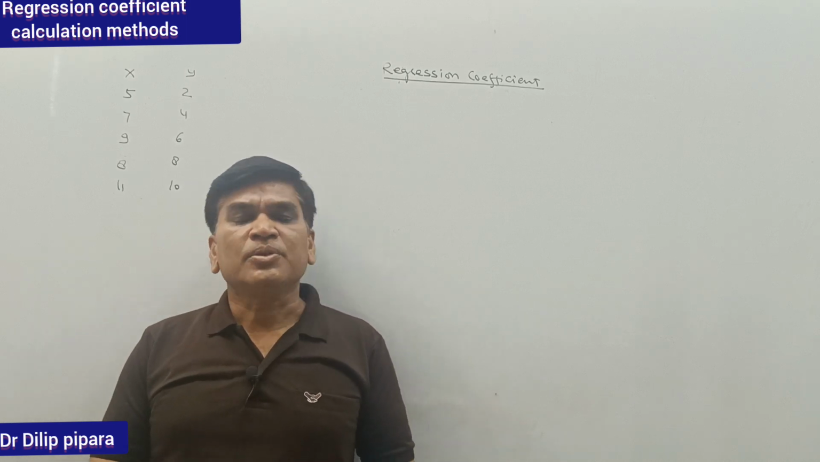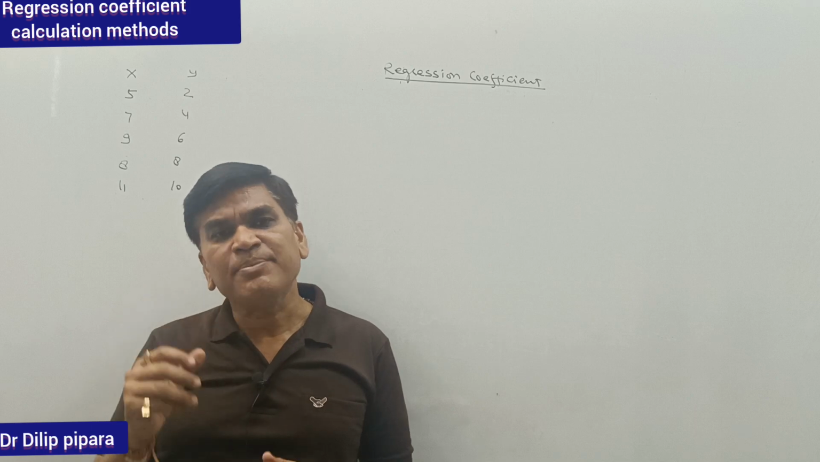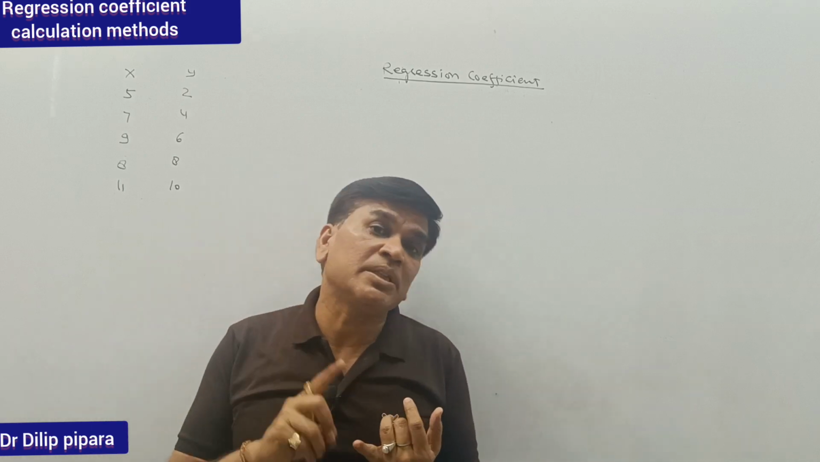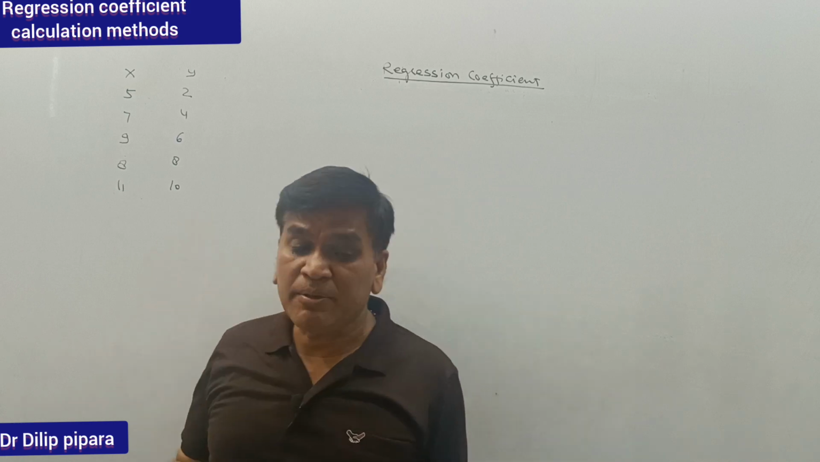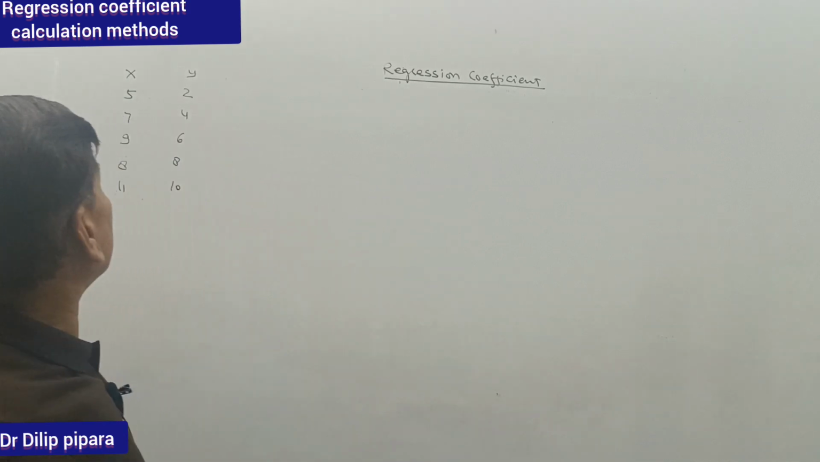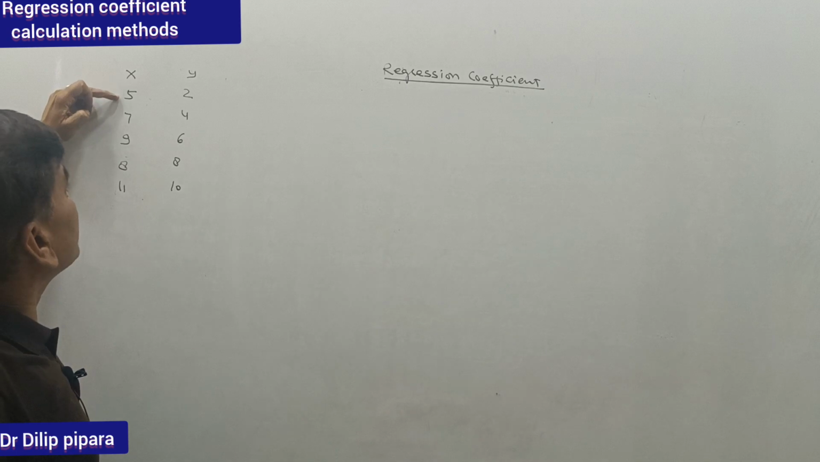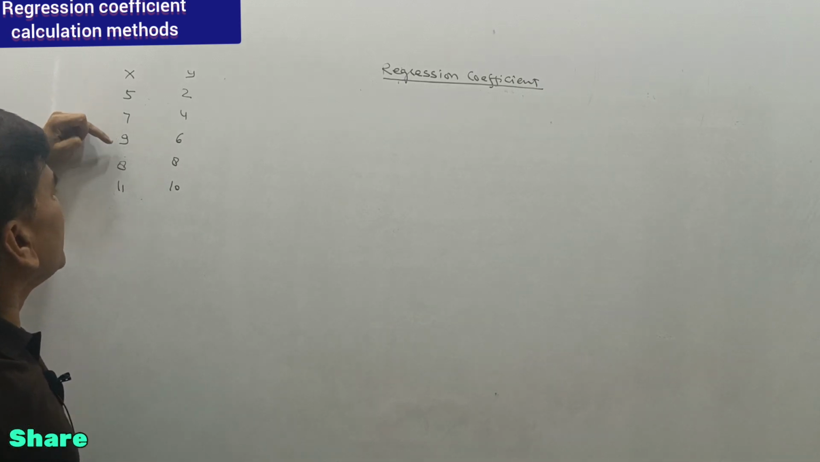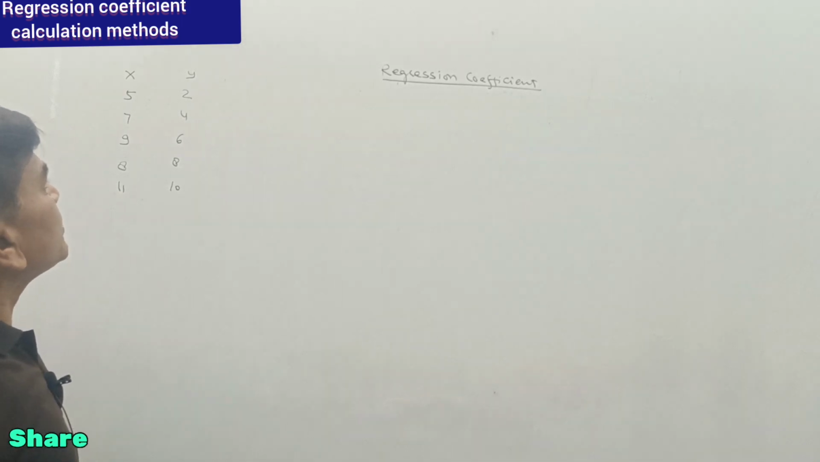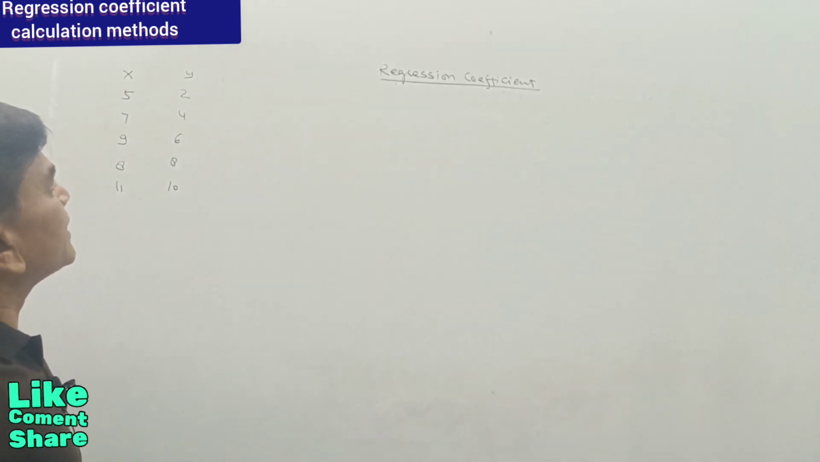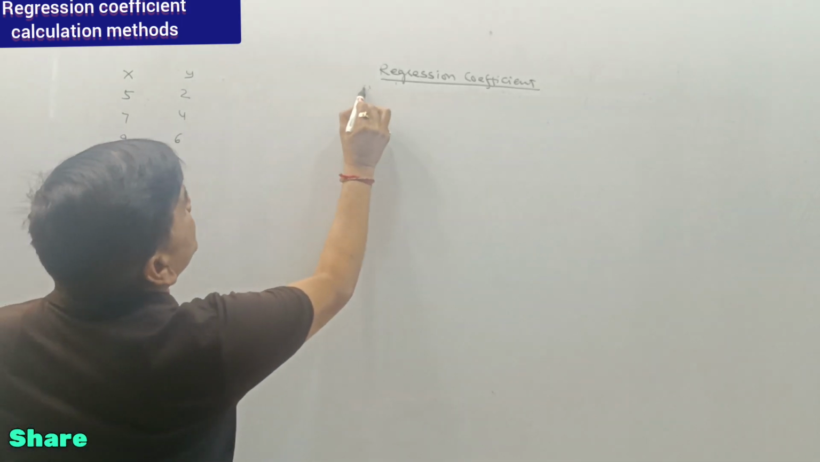So in today's video, for the same question we will apply all three methods and get the same results. I have written a question on the blackboard. The values of x given are 5, 7, 9, 8 and 11, and the values of y are 2, 4, 6, 8 and 10. First we are using the direct method.